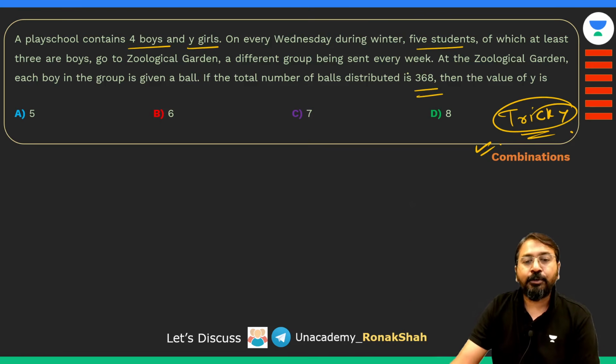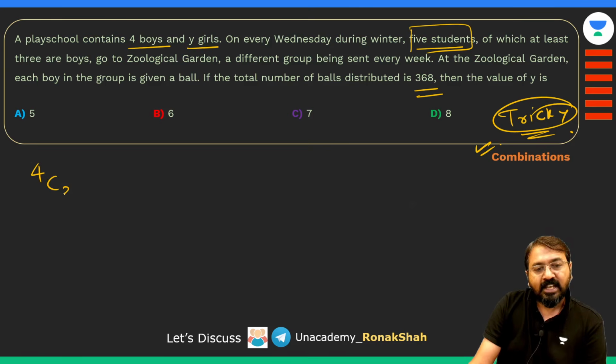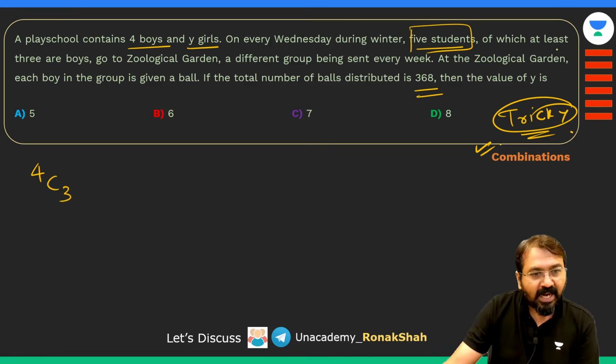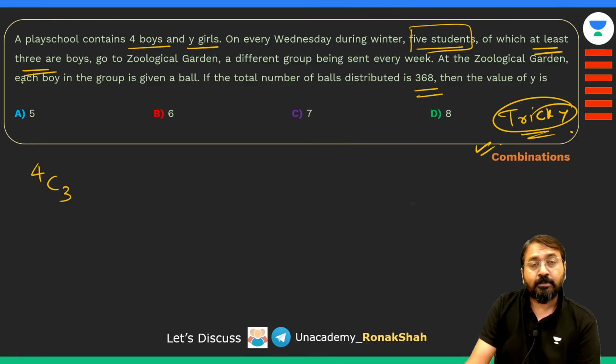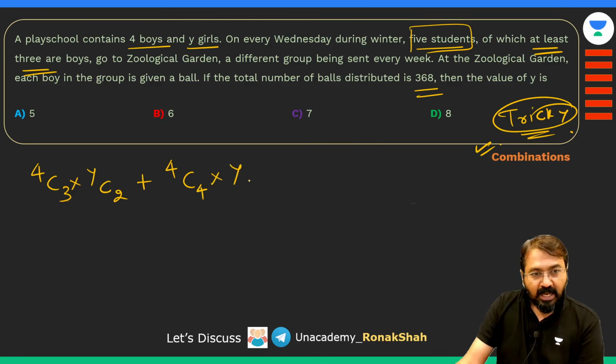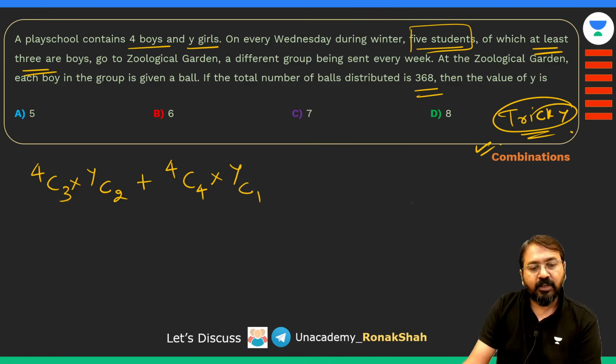Now it's very simple for you to find out if 5 students are going to the garden. Out of 4 boys, there can be at least 3 boys; yes, they have mentioned that there should be at least 3 boys. So I can select 3 boys out of 4 boys, and 2 girls out of y girls, or I can select 4 boys out of 4 boys, and 1 girl out of these y girls, right?